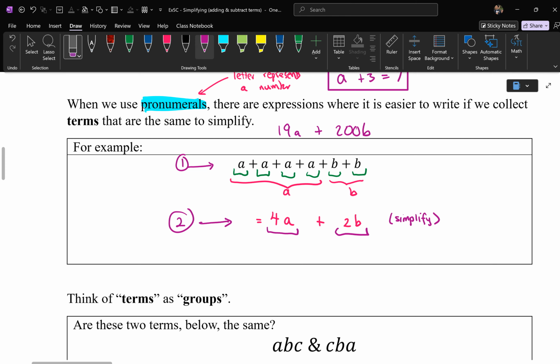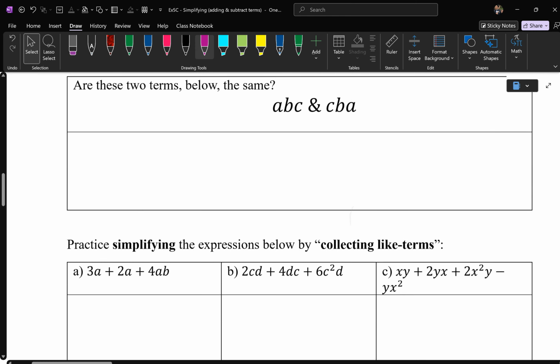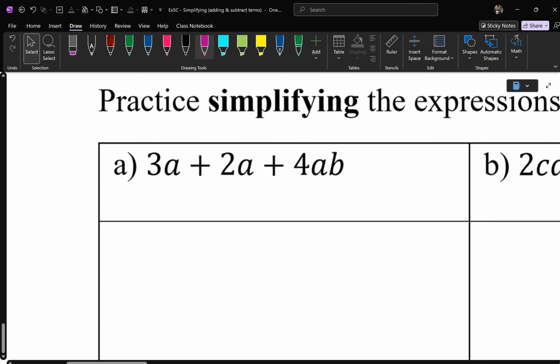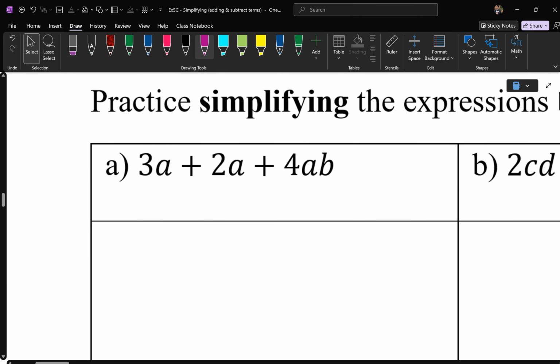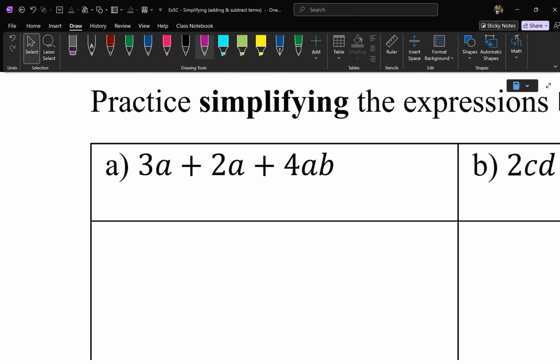Okay, so let's do the first example. Let's have a look at this one. Let's jump to this one for a bit, and then I'll come back to that ABC thing. Let's look at this. So this expression, this is called an expression, not an equation, because it doesn't have equal signs. So this is an expression. How many terms are there in this expression? Let's go with Attila.